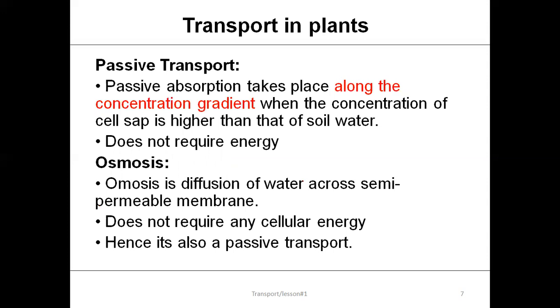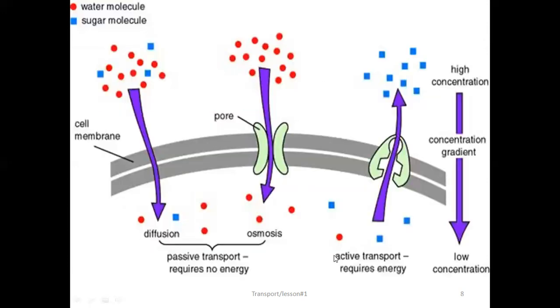Against the concentration gradient. Next आपके पास है passive transport, which is the exact opposite of active transport. It is just along the concentration gradient, the conventional process of diffusion. It does not require any energy. इसकी बात कर रहे हैं हम passive transport. Osmosis. Osmosis is also a type of diffusion, but in osmosis we have a selective membrane, which is in most cases the cell membrane. It does not require any cellular energy, hence it is also considered as a type of passive transport.